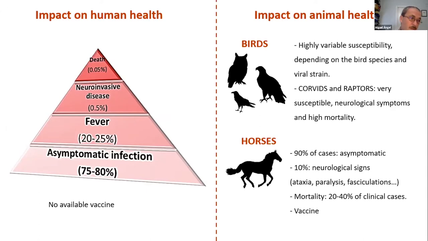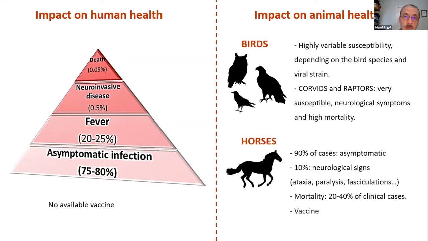Horse is one of the mammal vertebrates that are more affected by this disease. 90% of the cases, again, are asymptomatic, but around 10% show a severe disease with ataxia, paralysis, etc., neurological signs, and the mortality in these severe cases is also high.